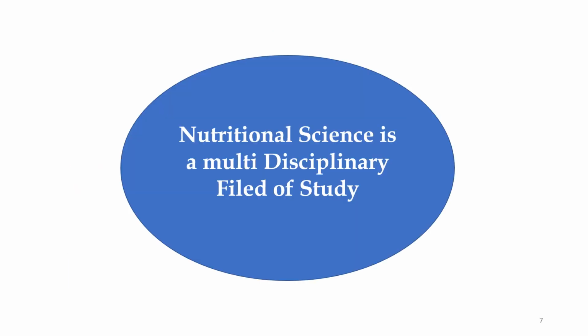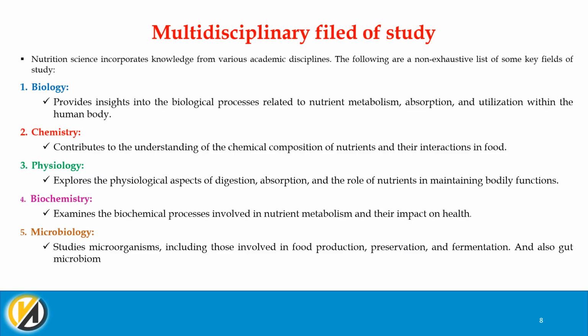Let's start with nutritional science as a multidisciplinary field of study. Nutrition science incorporates knowledge from various academic disciplines. The following is a non-exhaustive list of some key fields of study. The first one is biology. Biology provides insight into the biological processes related to nutrient metabolism, absorption, and utilization within the human body.